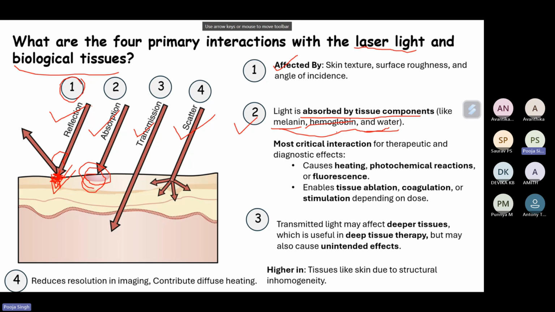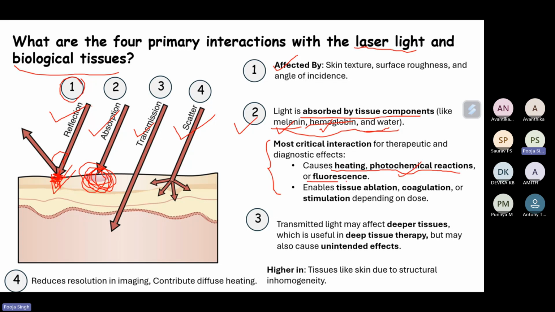Okay, these are the components responsible for the absorption of the light. Now the third. Here the most critical interaction that arises is that if it is absorbing, there might be a possibility that it can cause heating. It can cause heating or some reaction can also occur. Why? Because the hemoglobin has an iron-containing metal complex. Melanin also has some metal complex. So in the presence of light, these can undergo some photochemical reactions.